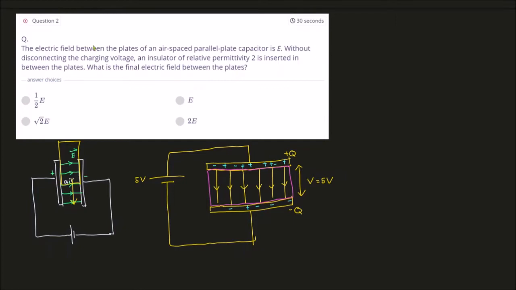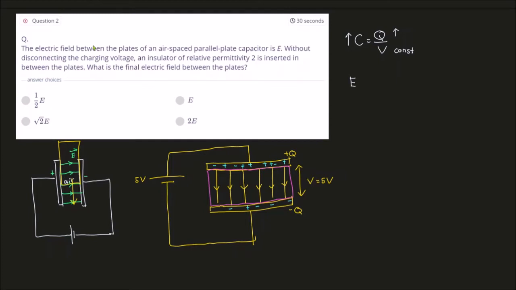If V is constant, and we insert a dielectric, the capacitor will definitely have a greater capacitance, but the potential difference across the plates must be constant if you are connecting it to a power source. Okay, so in that case, if C is increasing, Q should be increasing. But that's not what we're trying to aim for. What we're trying to aim for is the electric field.